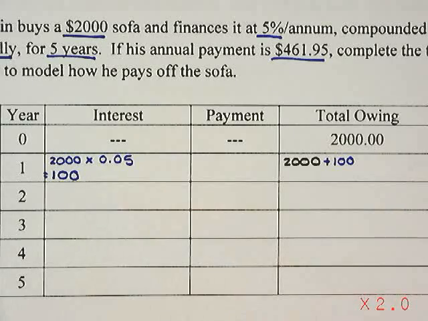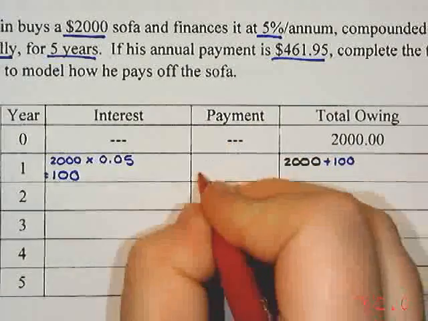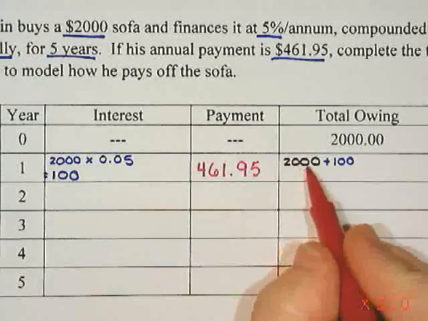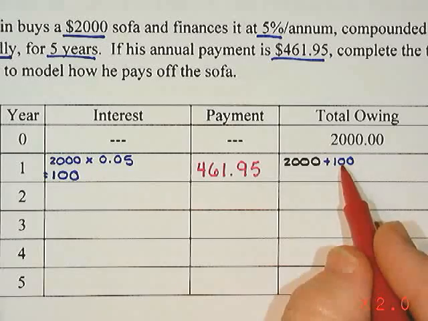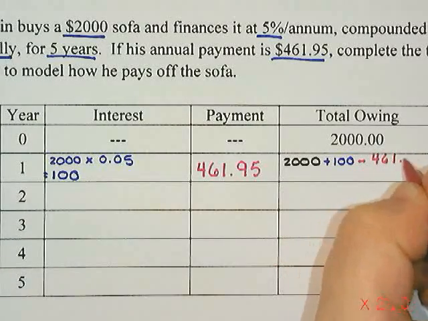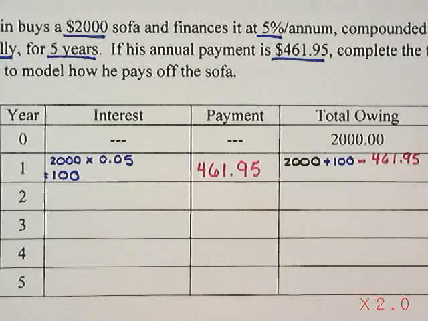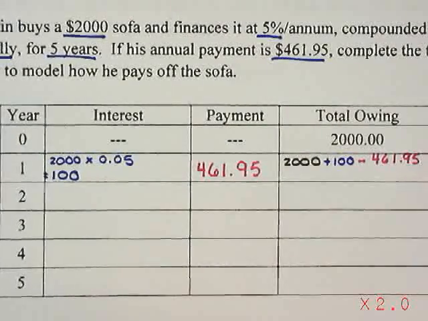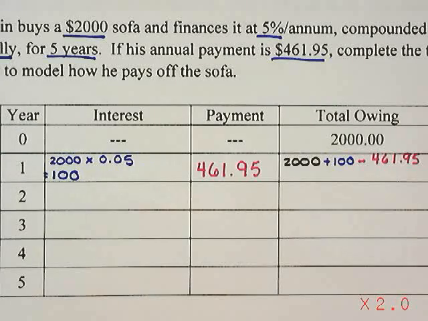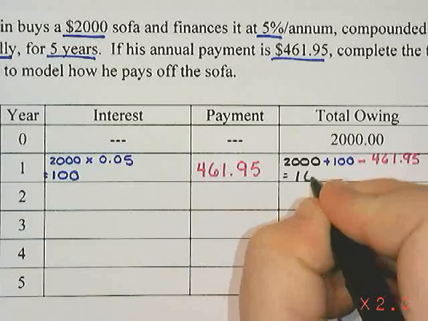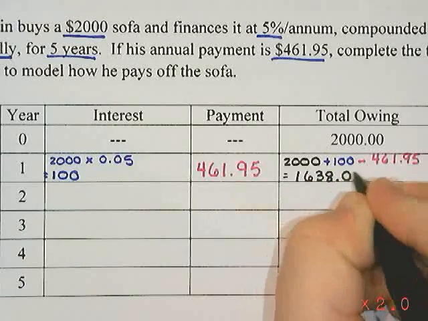But he makes a payment of $461.95. So we take the $2,000 that he owed for the sofa, add on the $100 in interest, and subtract out his payment of $461.95. So 2,000 plus 100 minus $461.95 means that he now owes $1,638.05.